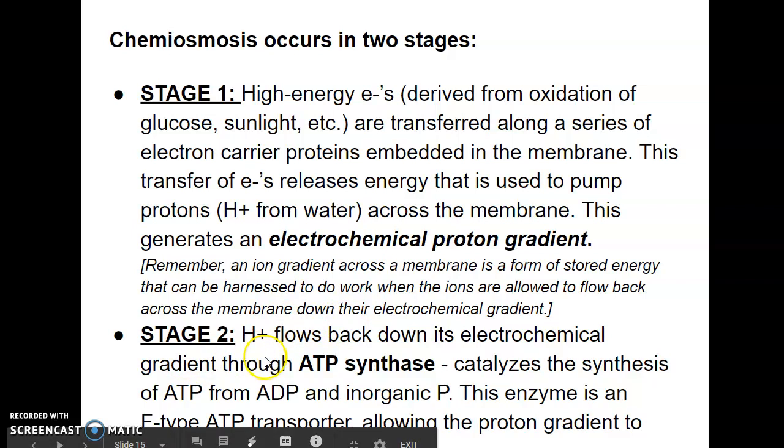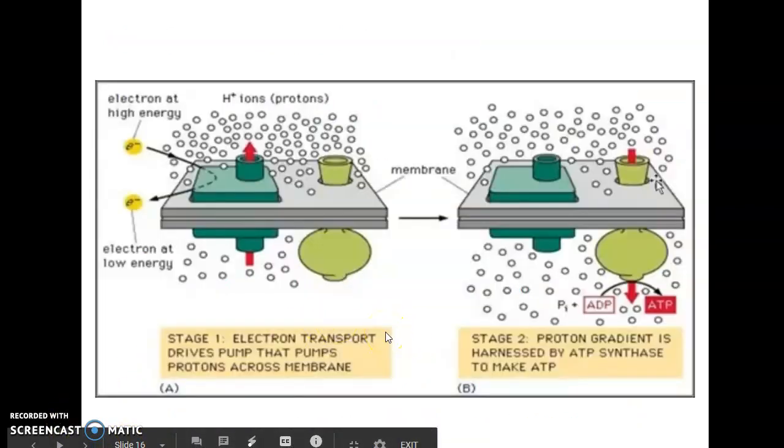So for stage 2, those hydrogen ions that we just talked about are able to flow back down the electrochemical gradient through an enzyme called ATP synthase. And then that ATP synthase, using the proton gradient, will catalyze the synthesis of ATP from ADP and an inorganic phosphate. This enzyme is an F-type ATP transporter. That means it's a turbine-like transporter, so it does work as a rotor, so to speak, allowing the proton gradient to drive the production of ATP. And then here's the picture of that.